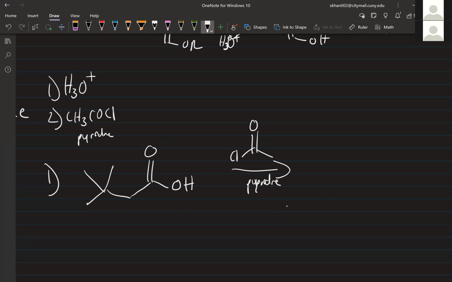What kind of formation is this? When you have a carboxylic acid and you're reacting it with an acyl chloride, what kind of derivative are we getting here?